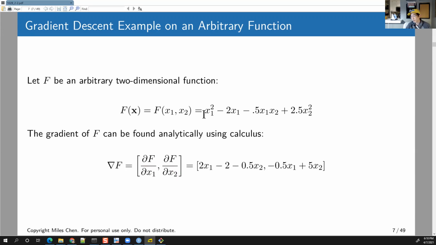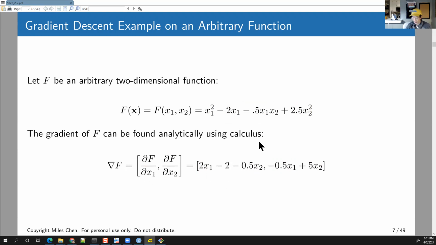What's the partial derivative with respect to x1? Well, x1 squared becomes 2x1, minus 2x1 becomes minus 2, this is minus 0.5 x2, and this is 0 because there's no x1 term. What is the partial derivative with respect to x2? This is 0, this is 0, this is negative 0.5 x1, and this becomes 5 x2. All right, so this is the gradient of the function in two dimensions.